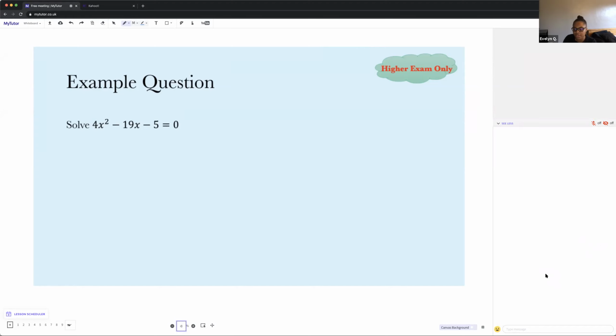Just for time, I'm going to start going through this question now. I'm seeing some really good answers in the chat as well. So first of all, we find that A and that C and we multiply them together. So 4 times -5 equals -20. And then I need two numbers that multiply to give me -20 and add together to give me -19. Now, two numbers that I can think of which do that is -20 and 1. -20 times 1 equals -20, and -20 plus 1 gives me -19.